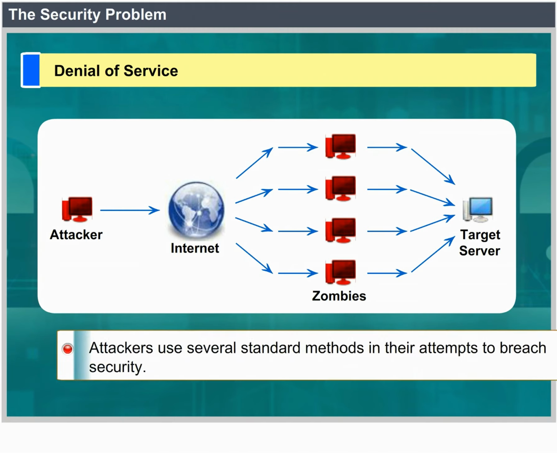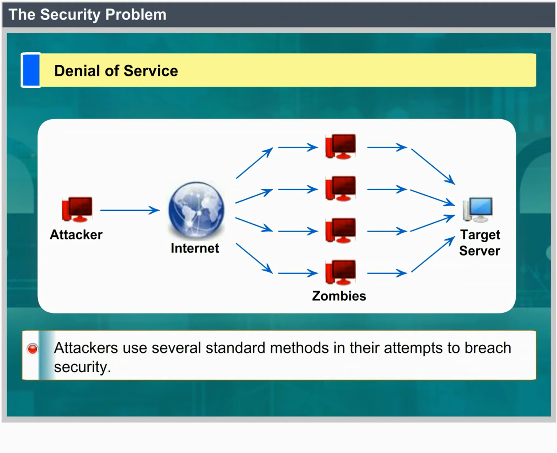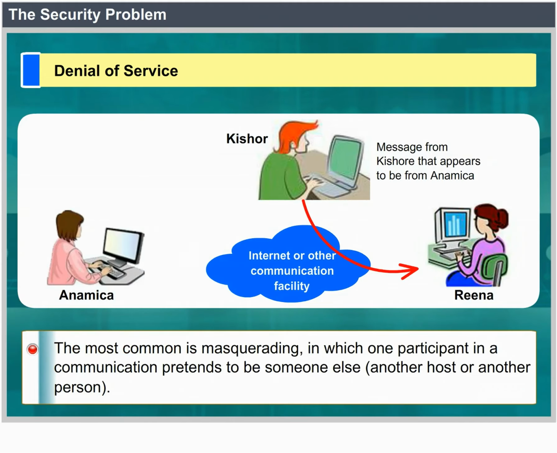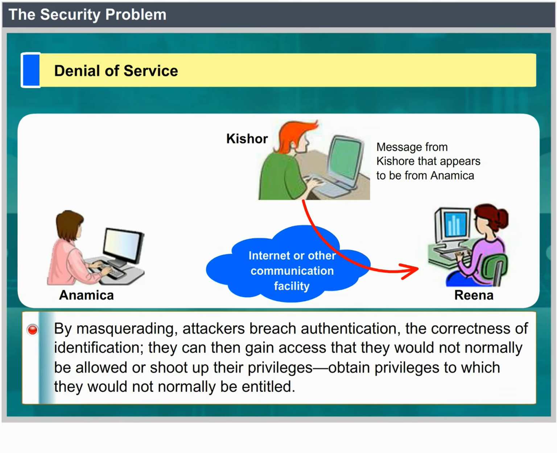The most common is masquerading, in which one participant in a communication pretends to be someone else, another host, or another person. By masquerading, attackers breach authentication, the correctness of identification. They can then gain access that they would not normally be allowed or escalate their privileges, obtain privileges to which they would not normally be entitled.